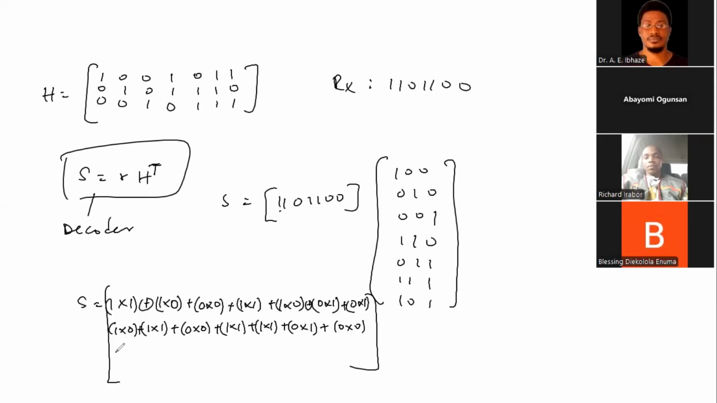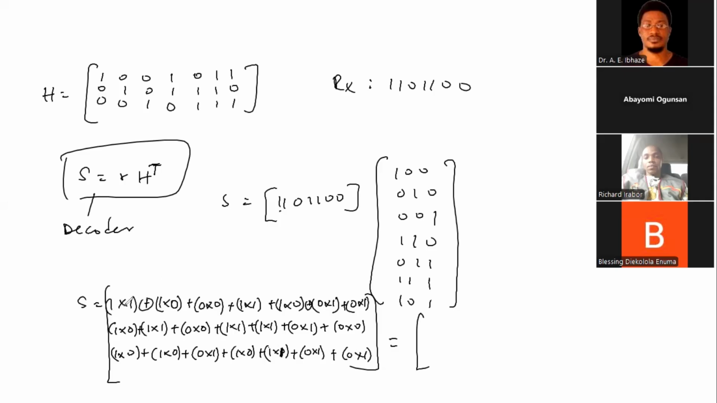And the last one will be 1 times 0 plus 1 times 0 plus 0 times 1, plus 1 times 0, plus 1 times 1, plus 1 times 1, plus 0 times 0, plus 0 times 1 plus 1 times 1.